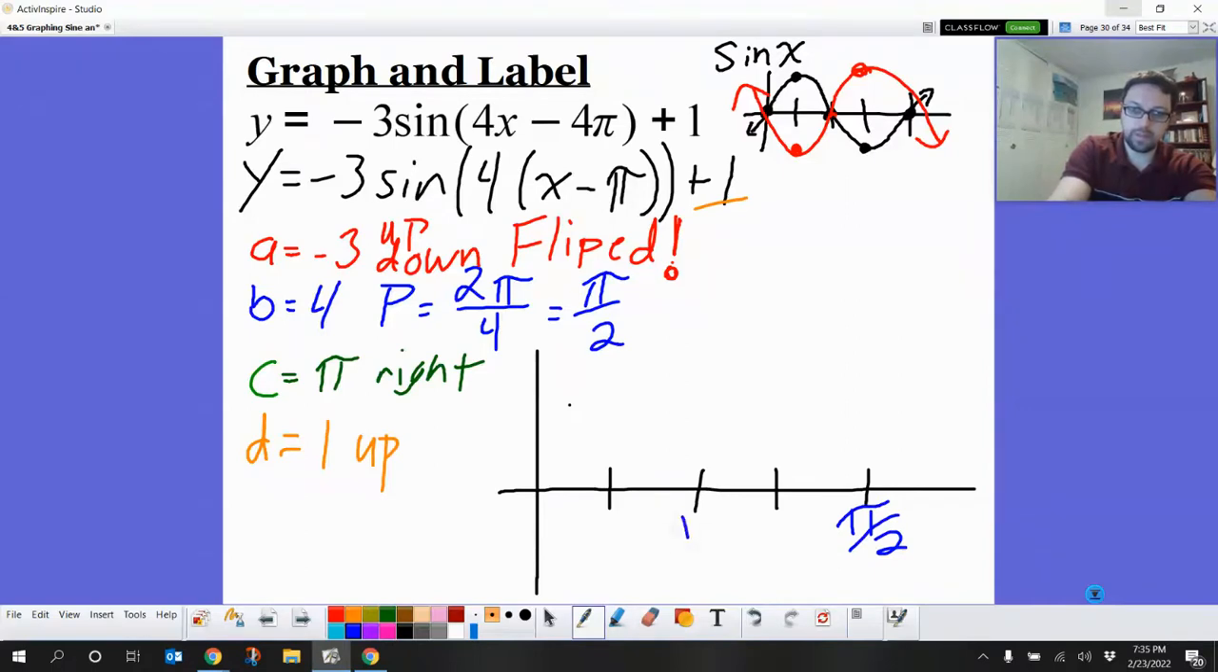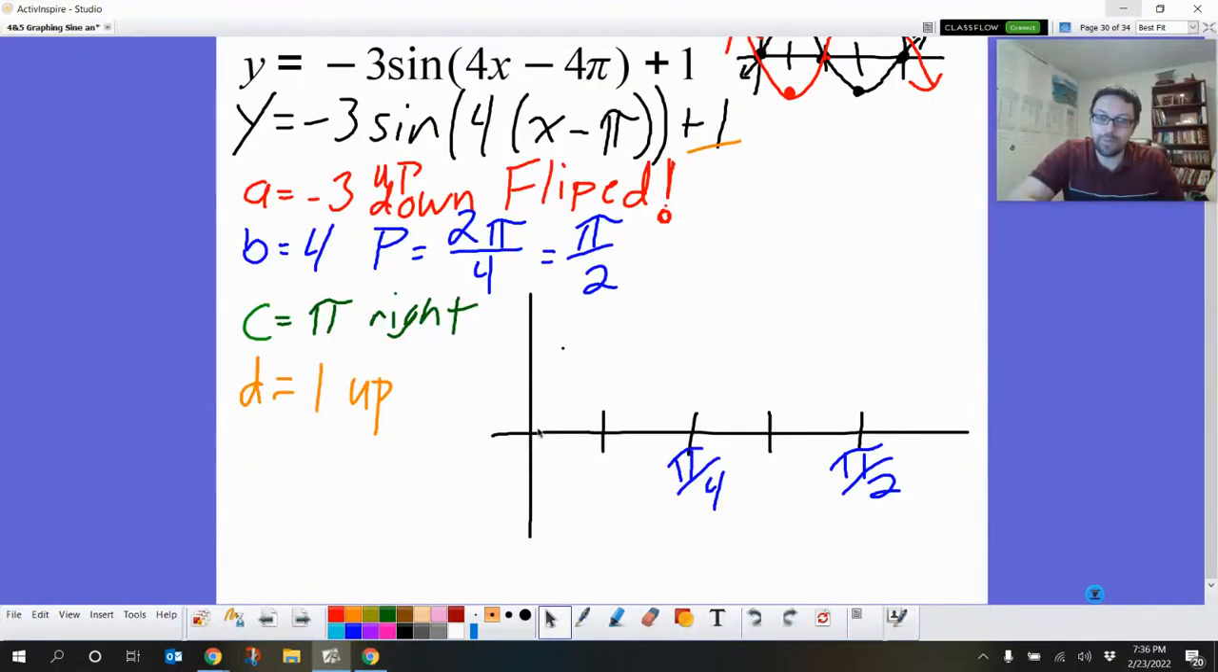And then pi over 4. And I want to go pi to the right. I don't have that kind of space. What do you think, I'm made out of space? Pi to the right. I want to go 2 periods to the right.